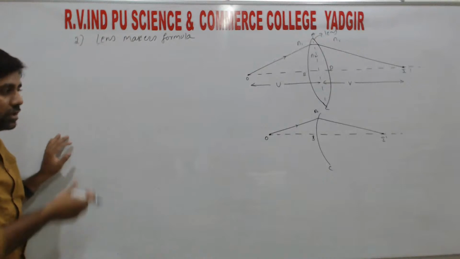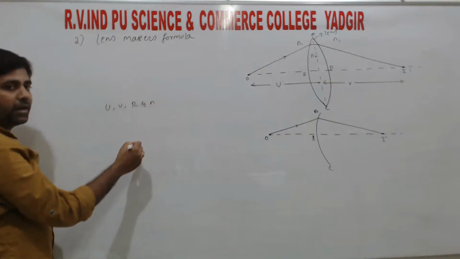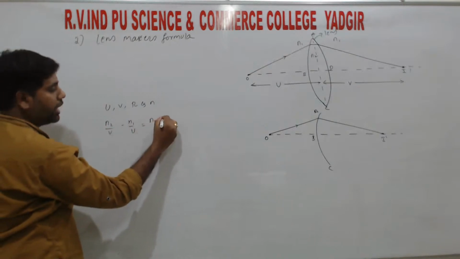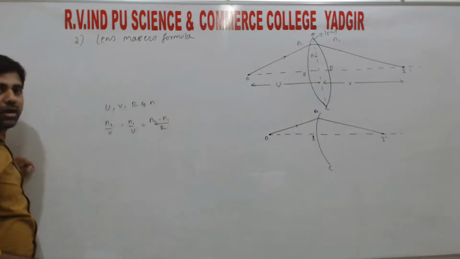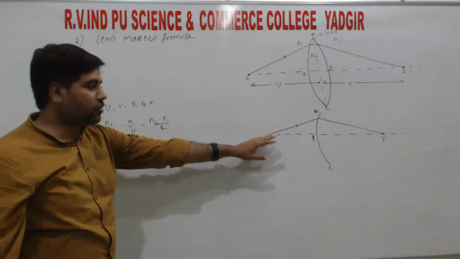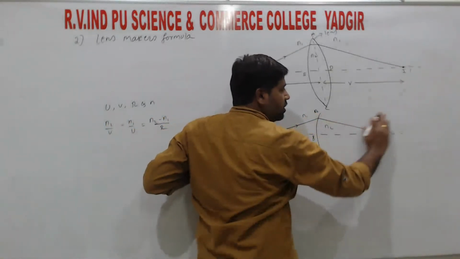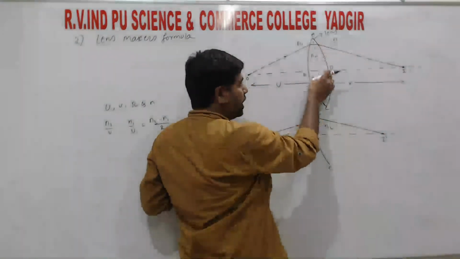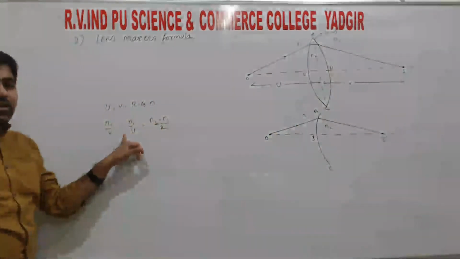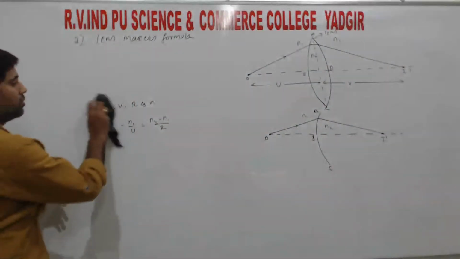In the last class we derived the relation between U, V, R and N, right? That is N2 by V minus N1 by U equals N2 minus N1 divided by R, right? So that is the refraction formula for refraction at a spherical surface. Now this is also a spherical surface of two refractive indices N1 and N2. Everything on this side is inside the lens. Here we have represented the refraction that is happening. So by using this relation we are going to find the relation for the first refracting surface.